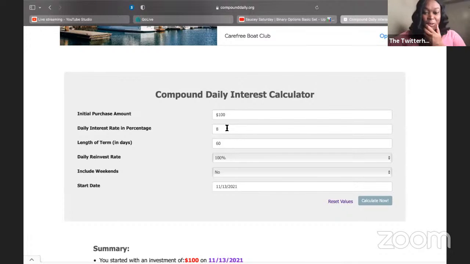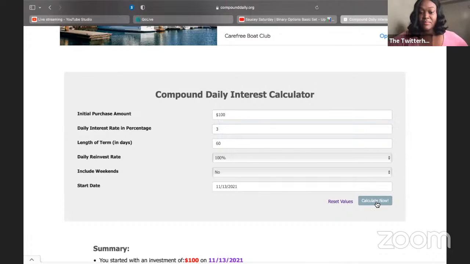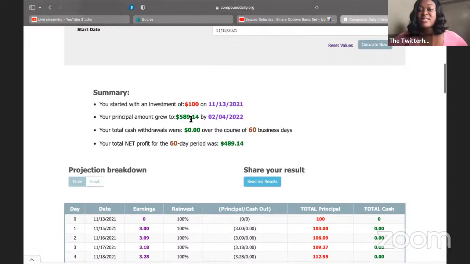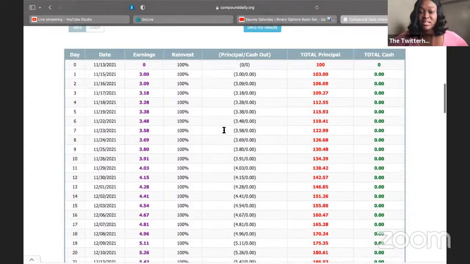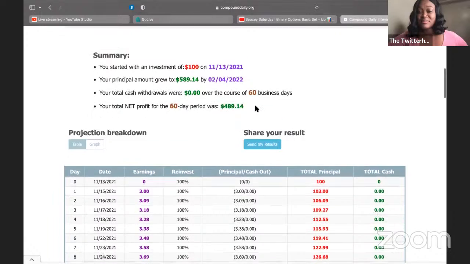So you want to go with 3%? Sure. 3%. Okay. 3% is $589 by the end. So on day one, you need to make $3.